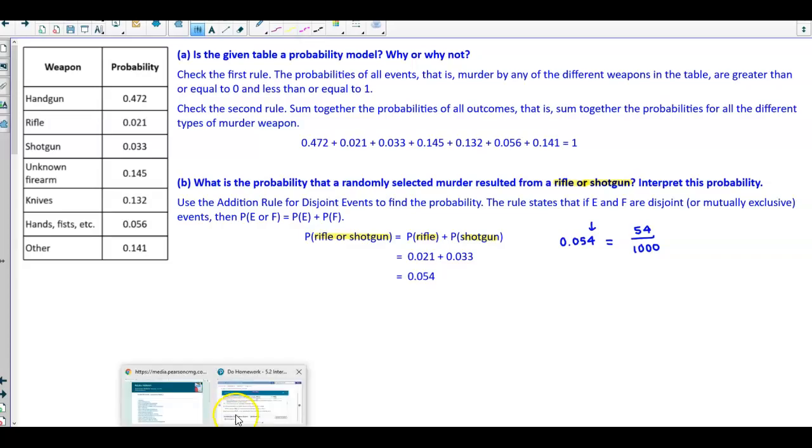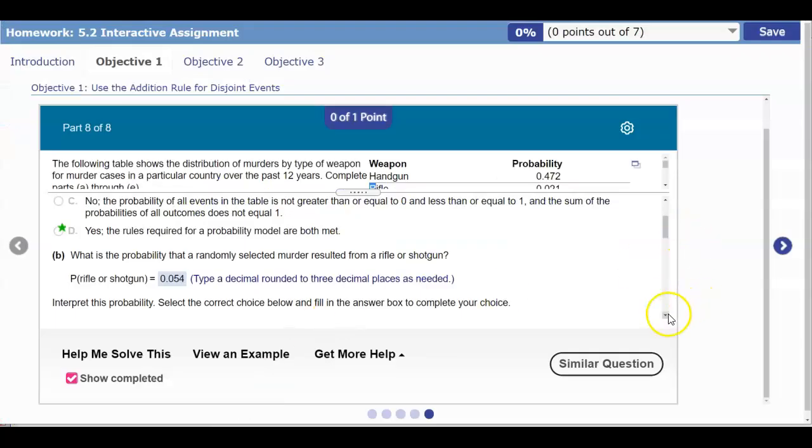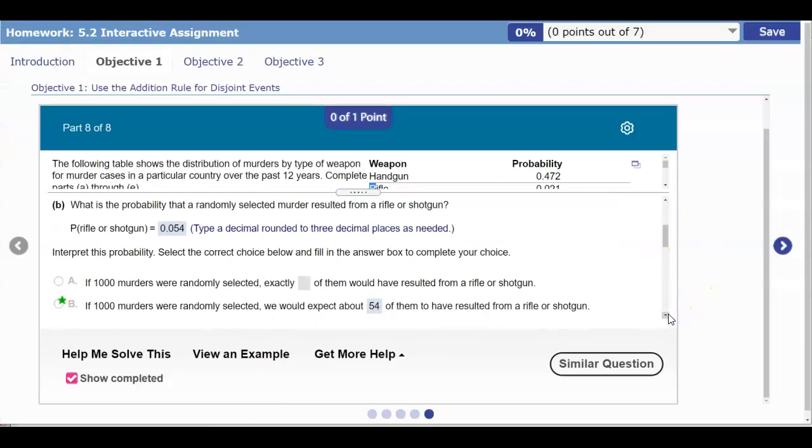Now let's take a look at our choices. It says here that if 1,000 murders were randomly selected, exactly 54. Well, it's not exactly, because it can never be exactly; it's about. So we would say that if 1,000 murders were randomly selected, we would expect about 54 of them to have resulted from a rifle or shotgun.